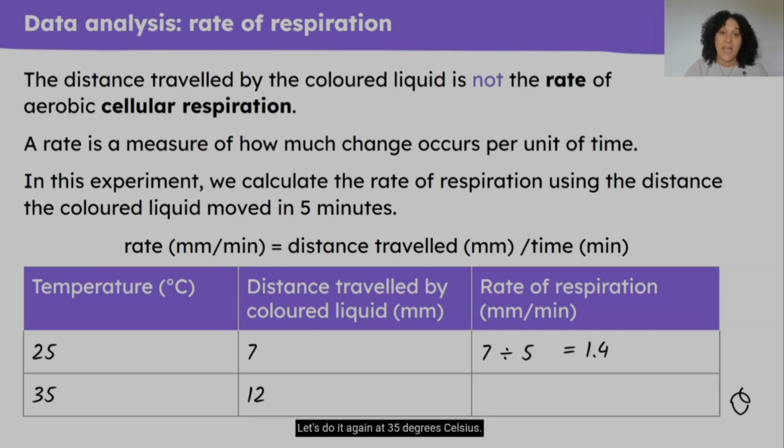Let's do it again at 35 degrees Celsius. So the distance the coloured liquid travelled was 12 millimetres. So we're doing 12 divided by 5, and that gives us 2.4. So that's how we use the distance that the coloured liquid travelled in order to get us to the rate of respiration. Okay, we're going to check to see if you understood that now.